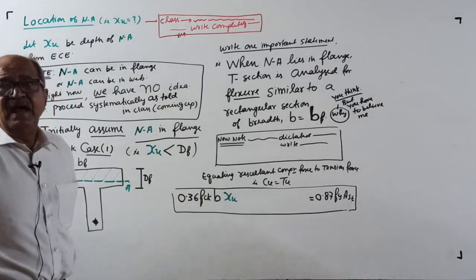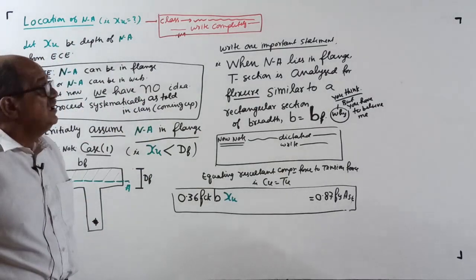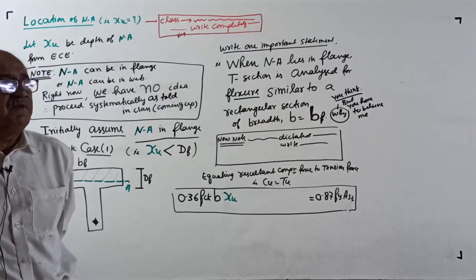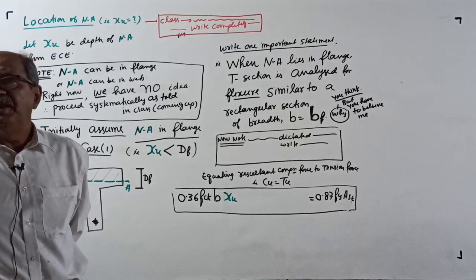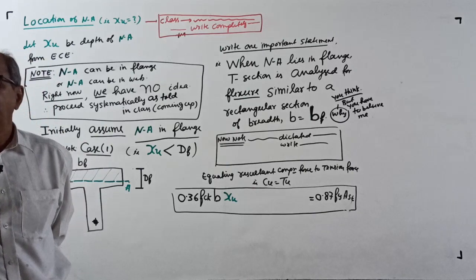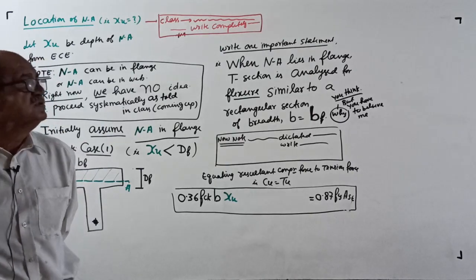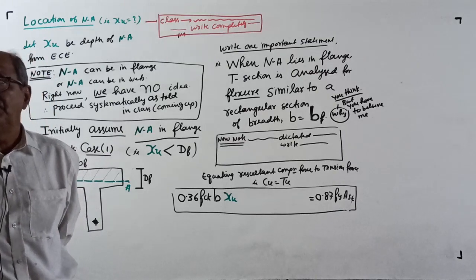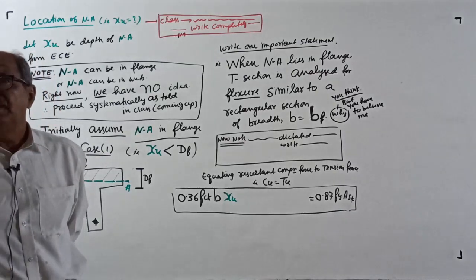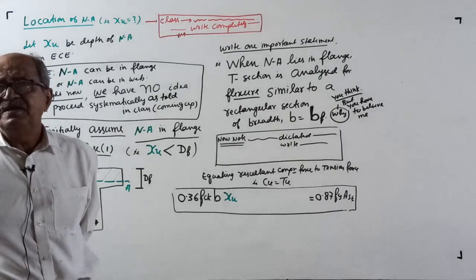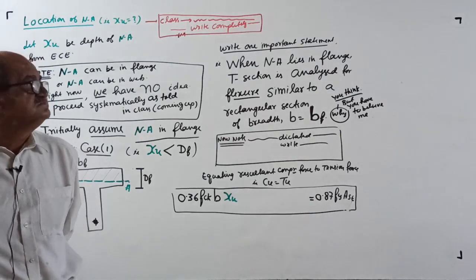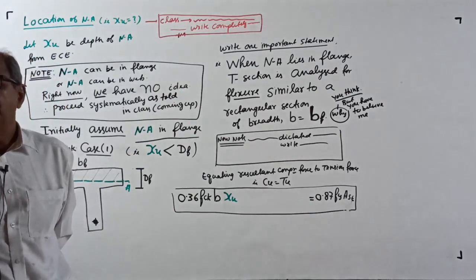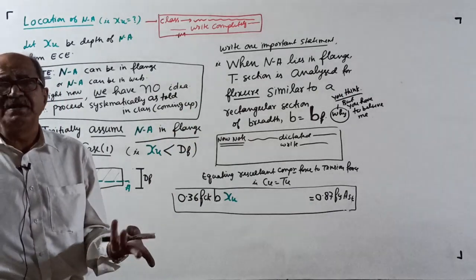For flexural analysis of a T-section, the neutral axis can be in the flange or in the web. Accordingly we decided earlier case 1 and case 2. Case 1, neutral axis in the flange. Case 2, neutral axis in the web. For case 1, neutral axis in the flange, XU is less than DF. For case 2, neutral axis in the web, XU is more than DF. That is very simple to understand.